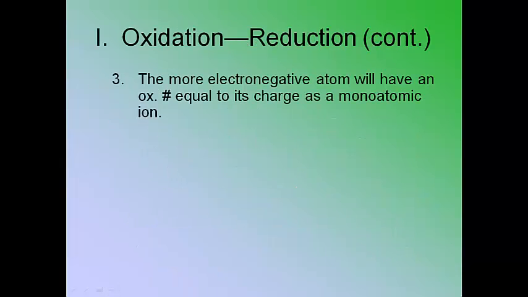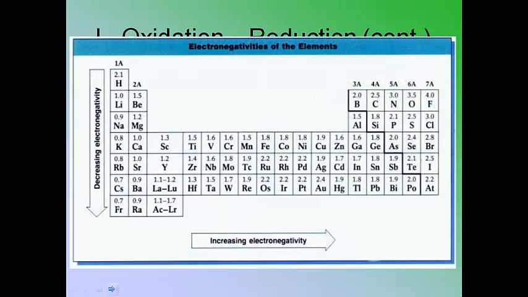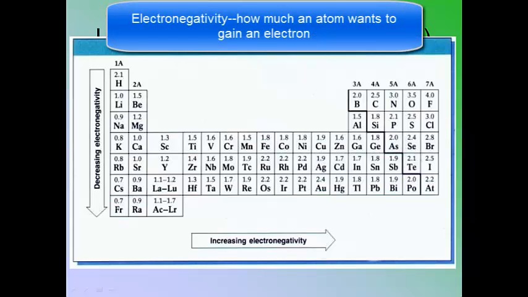So, rule number 3. The more electronegative atom will have an oxidation number equal to its charge as a monoatomic ion. Oh my goodness, that's a lot of words, but actually it's not that complicated. Let's go back to our periodic table notes and look at electronegativity. So this is a chart of electronegativity. Now remember, electronegativity is how much an atom wants to gain an electron. Not lose an electron, but gain an electron.